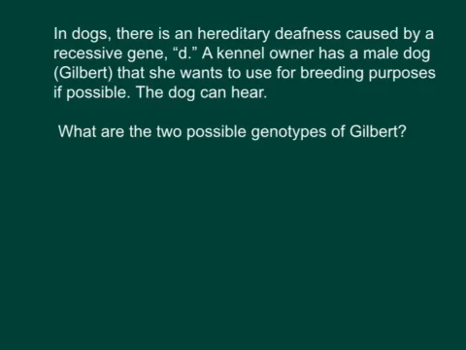So our problem talks about dogs, and it says, in dogs there is a hereditary deafness caused by a recessive gene, little d. A kennel owner has a male dog, his name is Gilbert, that she wants to use for breeding purposes if possible. The dog can hear. What are the two possible genotypes for Gilbert?